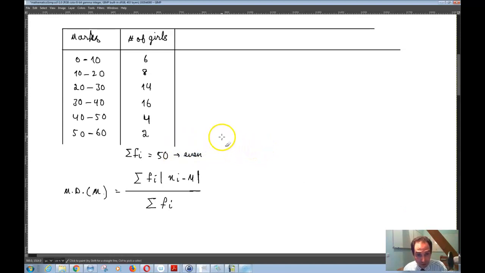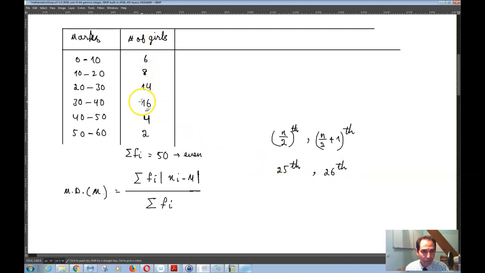When you have an even number, we said that we would take the n divided by 2th observation and the n divided by 2 plus 1th observation, and then take the average of those two to calculate the median. Now, if n is equal to 50, then that's the 25th observation and the 26th observation.